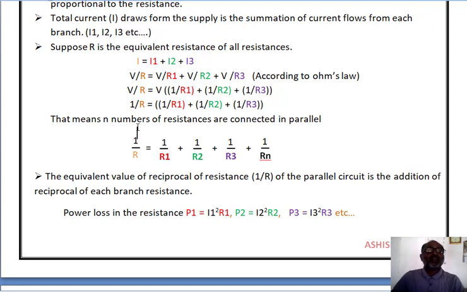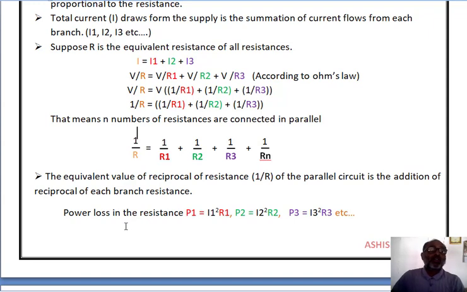From that we can say the equivalent value of the reciprocal of resistance, 1 upon R, of the parallel circuit is the addition of the reciprocal of each branch resistance. That means the equivalent reciprocal of the resistance is the addition of the reciprocal of each branch resistance.